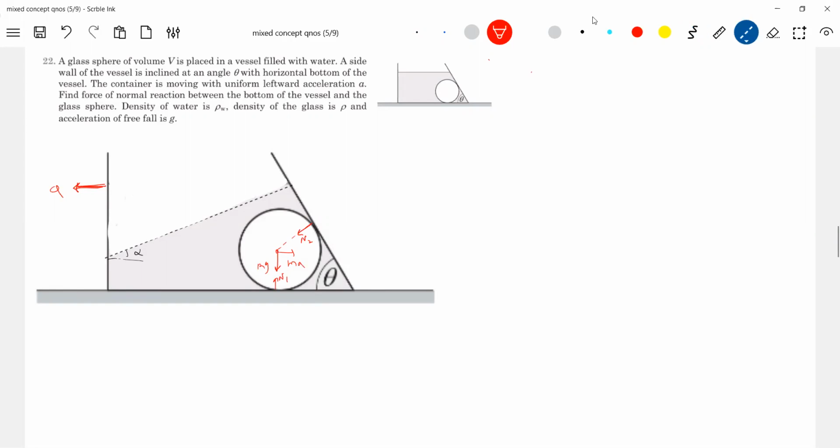What about the force due to the liquid? It should be like this. So there's the force by the liquid. Now what can be this angle? Shall we put the same alpha only? So there's a resultant force exerted by the liquid on the sphere, and it should be directed perpendicular to the free surface.